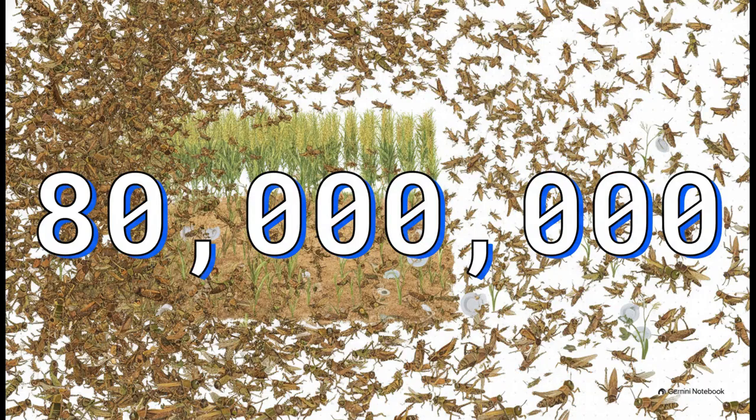Okay, so let's kick things off with an absolutely wild statistic from the UN's Food and Agriculture Organization. 80 million. That is the number of locusts that can cram into just a single square kilometer during a swarm. To put that devastating scale into perspective for you, an outbreak of that density can consume enough crops in a single day to feed 35,000 people.